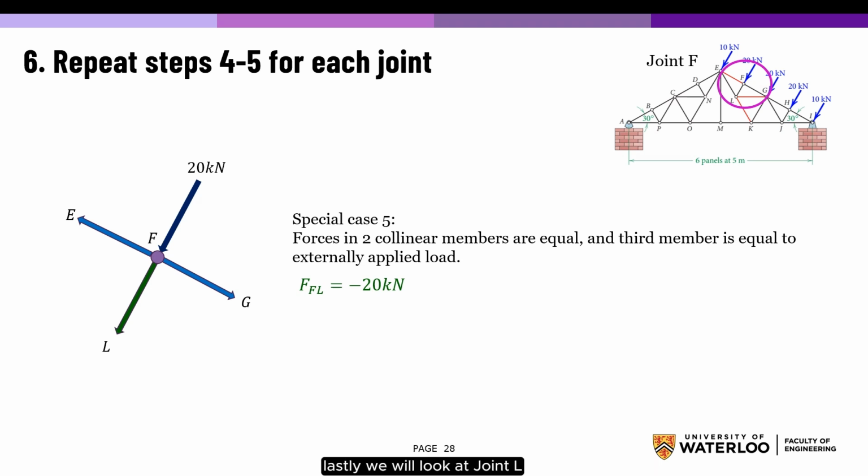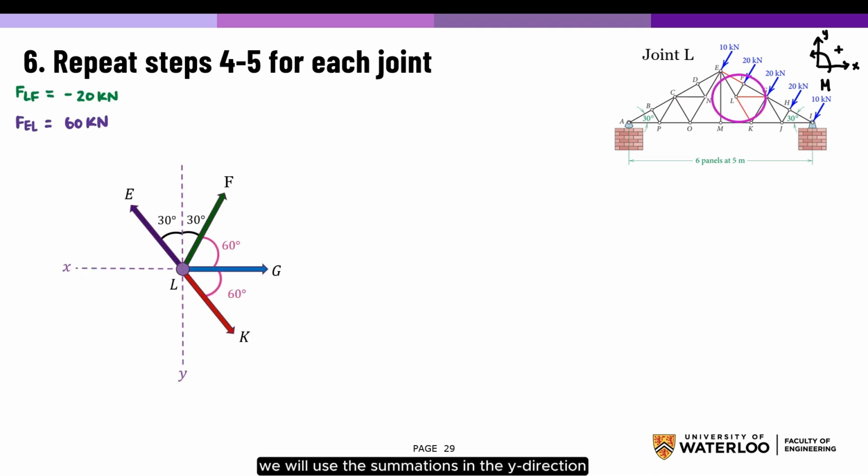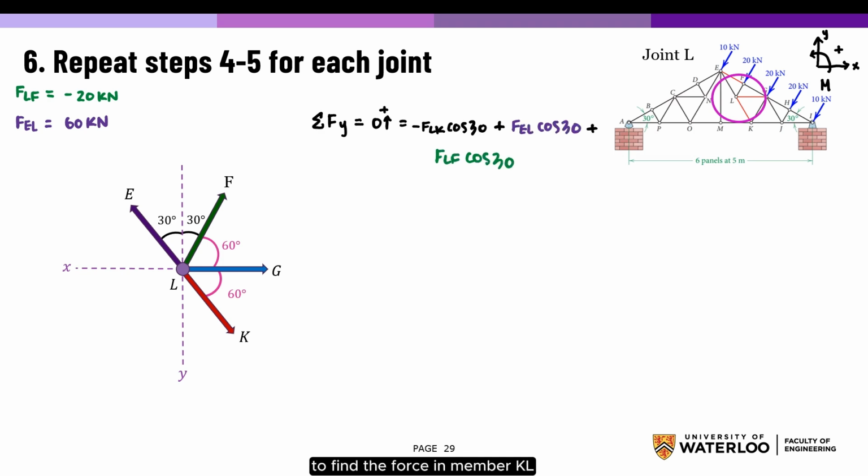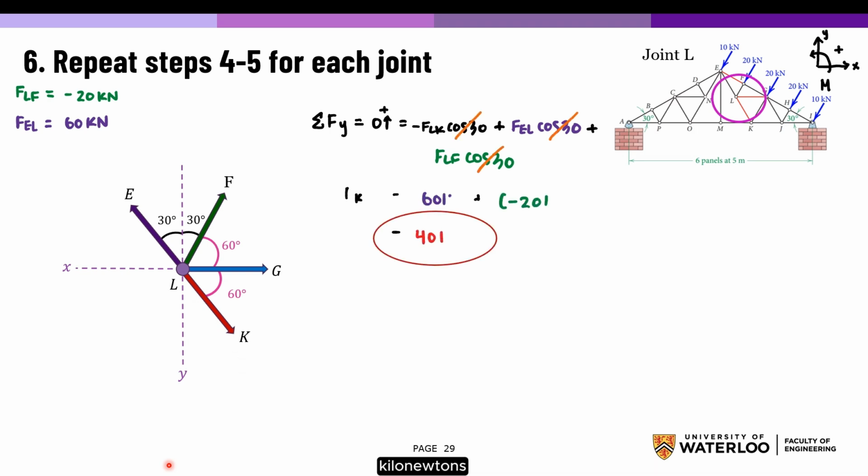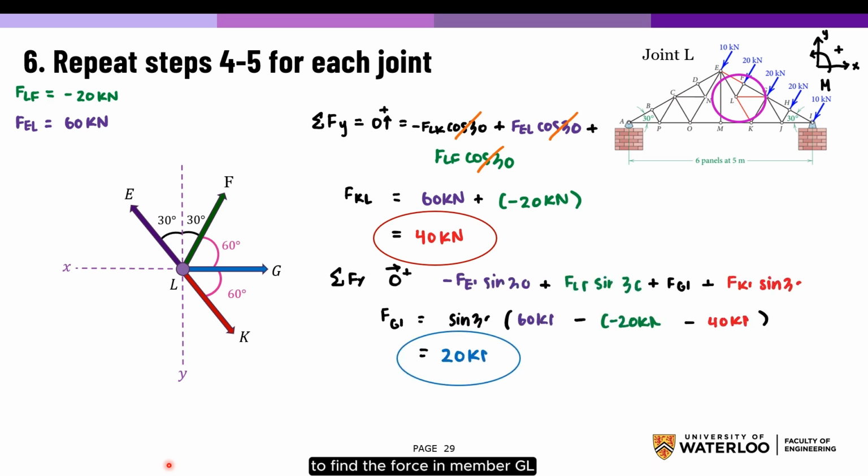Lastly, we will look at joint L. We will use the summations in the y direction to find the force in member KL. Here, all the cos 30s will cancel out, and we will get the force in member KL as 40 kilonewtons. We will now look at the summations in the x direction to find the force in member GL. Solving this, we get an answer of 20 kilonewtons.